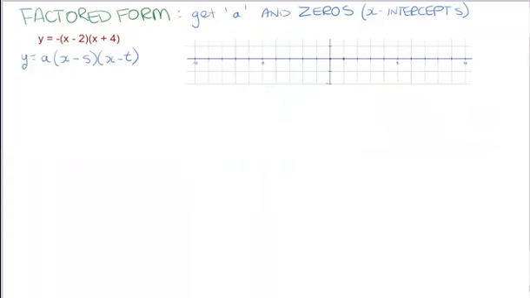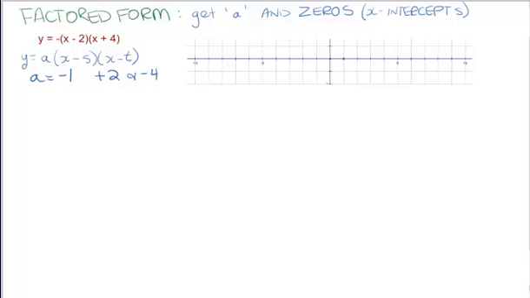Factored form. And I have an equation here, y equals negative bracket x minus 2 times x plus 4. And in factored form, you are able to determine a and the zeros, which are also your x-intercepts. In this equation, we have a is negative 1, and the zeros are positive 2 and negative 4.